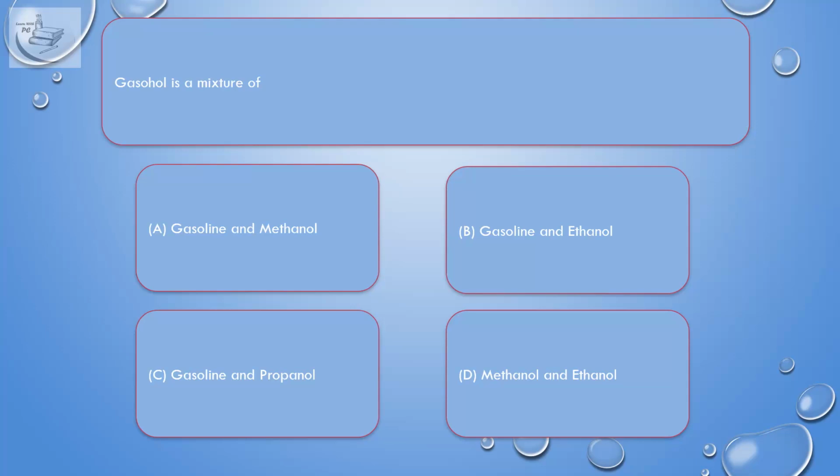Question: Gasohol is a mixture of A. Gasoline and methanol, B. Gasoline and ethanol, C. Gasoline and propanol, D. Methanol and ethanol. Correct answer is B. Gasoline and ethanol.